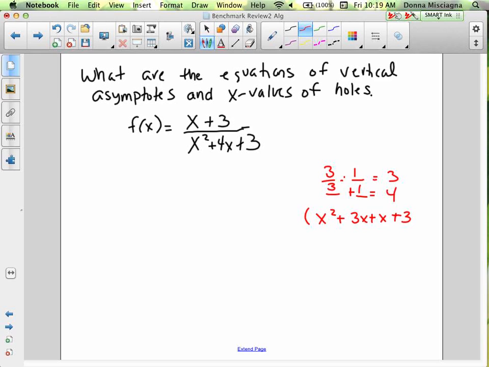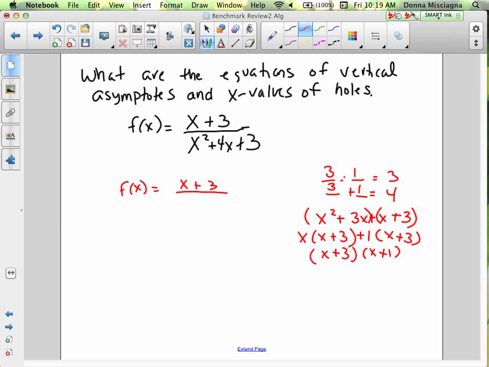And the first two are a group and the second two are a group. We could factor out an x, and we'll have an x plus 3. We can factor out a 1, because they'd have nothing in common, and we would have an x plus 3. Right? We can factor out that repeating x plus 3, and we're left with x plus 1. So now if we rewrite this equation, f of x equals x plus 3 divided by x plus 3 times x plus 1. Oh, look at that.